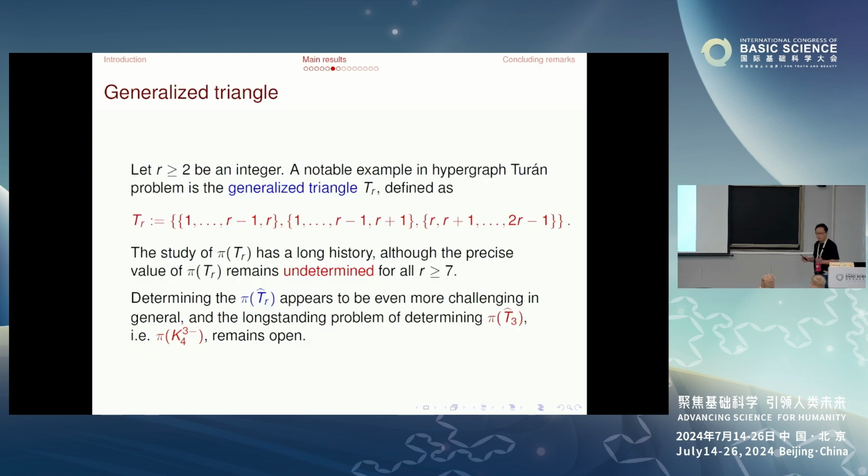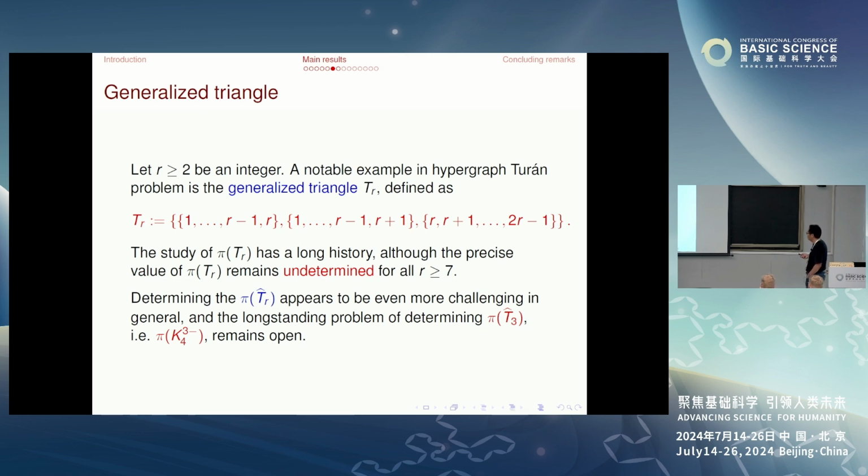There is another interesting corollary. We know that the most important result is the triangle in graphs. However, in hypergraphs, how do we define the triangle? There is a generalized triangle T_r in r-graphs. This is a generalized triangle.